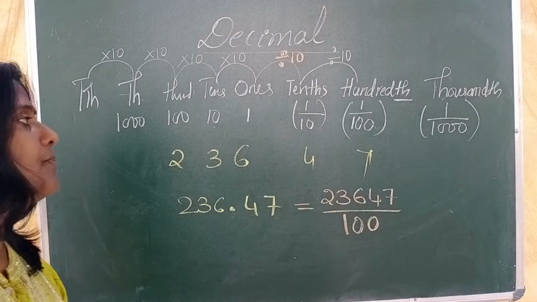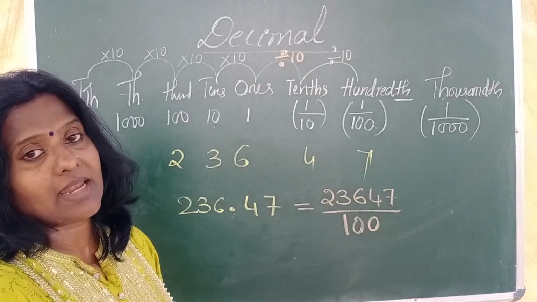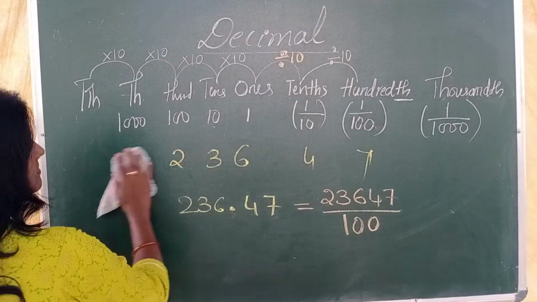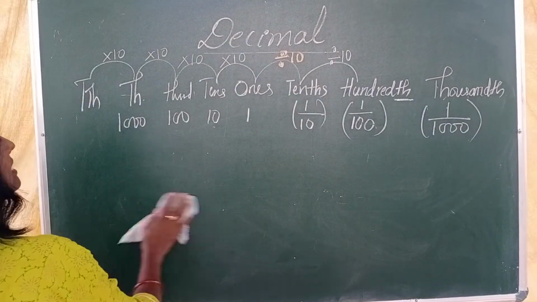Is it clear? Okay. Now we will see like decimals and unlike decimals. Like decimals.